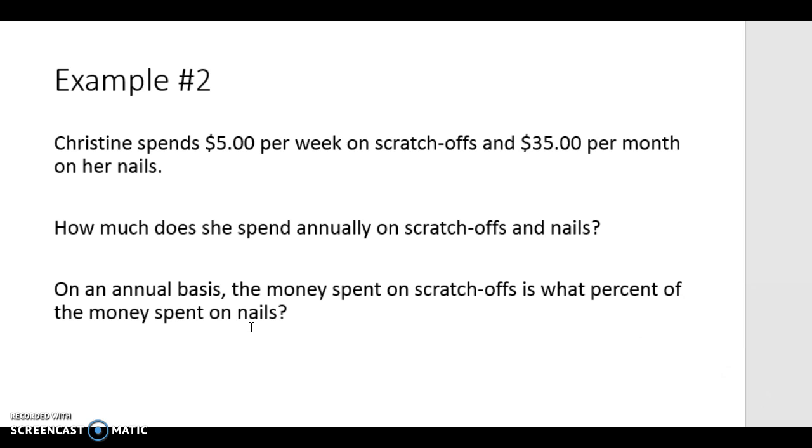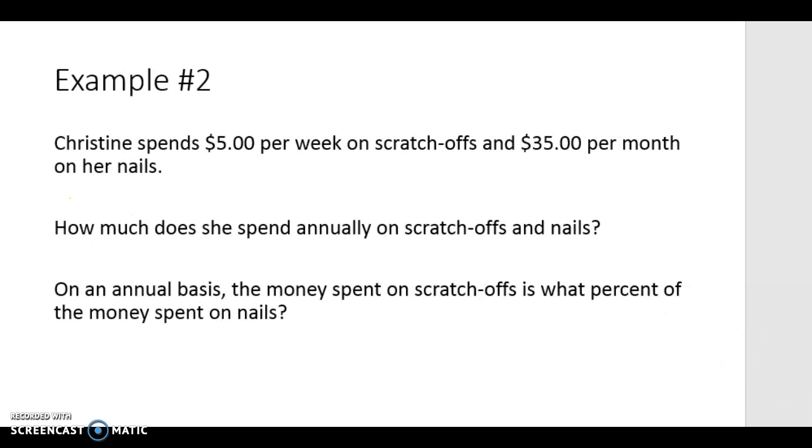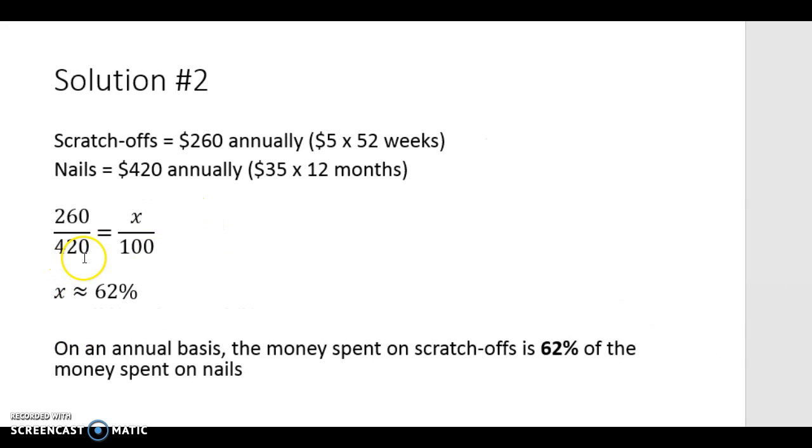And another clue is that when we're talking about one thing to another, like in this case scratch-offs to nails, usually the first of those terms goes on top and the second goes on the bottom. So both of those ways will give you a good hint on how to set up this proportion. So we're going to do the 260 from the scratch-offs on top, and we're going to do the 420 for the nails on the bottom, set that equal to x over 100.